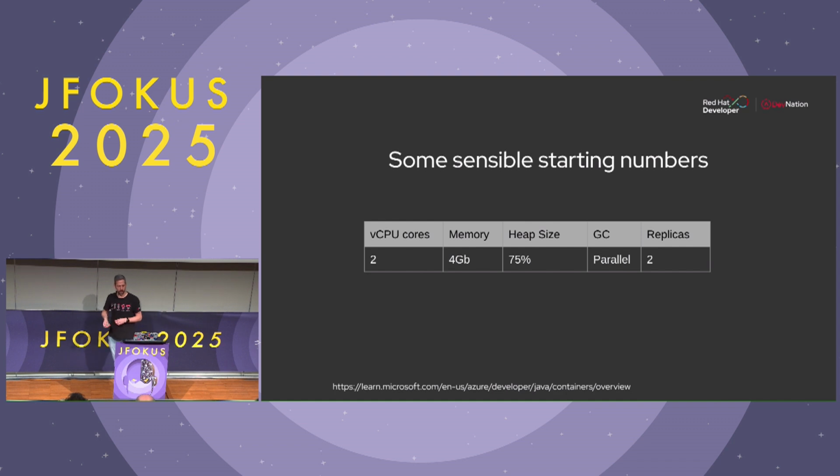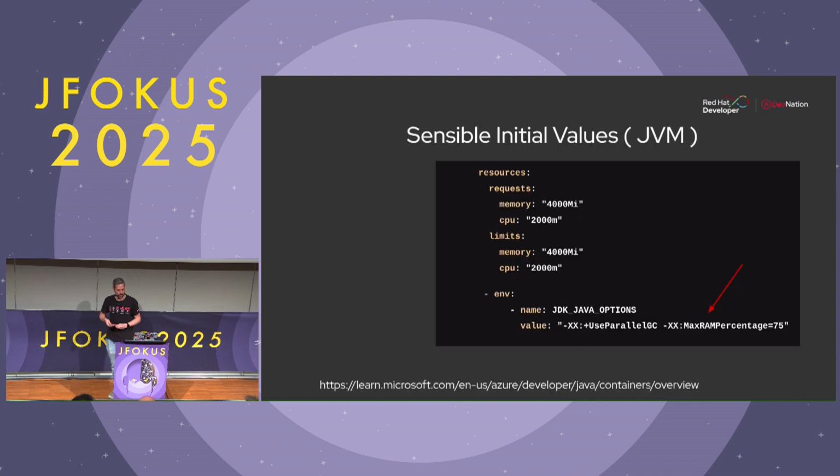And then they recommend the parallel garbage collector, because you're using 2 CPUs, whereas serial is only meant for 1 CPU, right? So you can use the parallel GC, and then they say to start with 2 replicas, so 2 different pods, so your traffic can be split between those 2, and Kubernetes will do this automatically. So those are some starting values if you don't know where to start. And then you can pass them into your application this way.